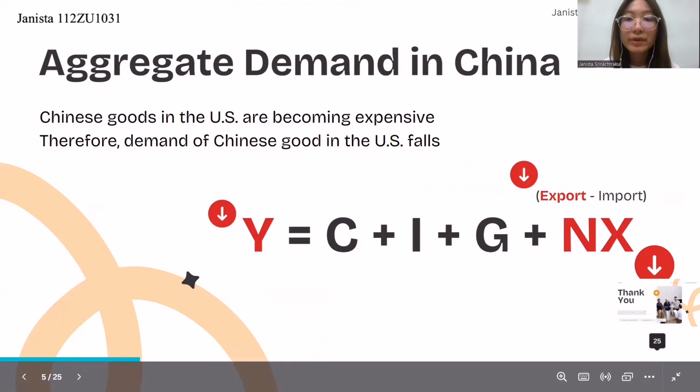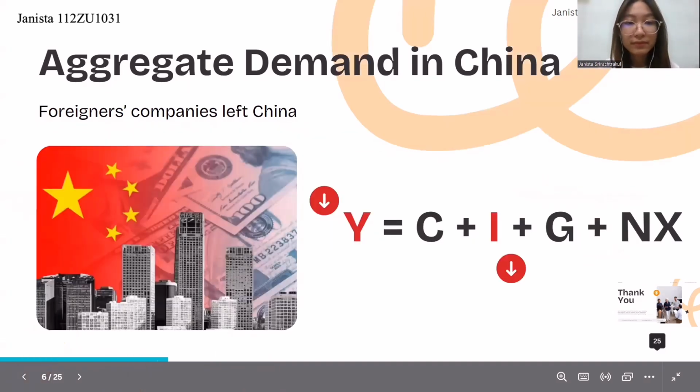Since the US will impose tariff, Chinese goods in the US will be more expensive, leading to less demand of Chinese goods. Therefore, the export of China will decline and affect the aggregate demand to decrease too. If many foreign countries left China, aggregate demand will also decrease. This happens because there is a reduction in investments, since many of foreign companies that used to have foreign direct investment in China decided to leave.